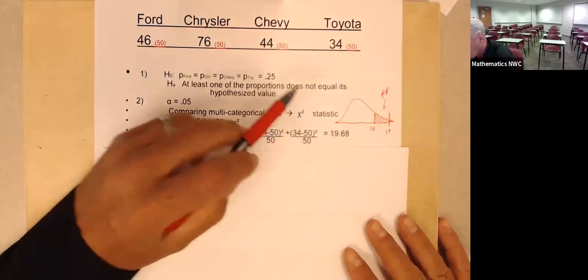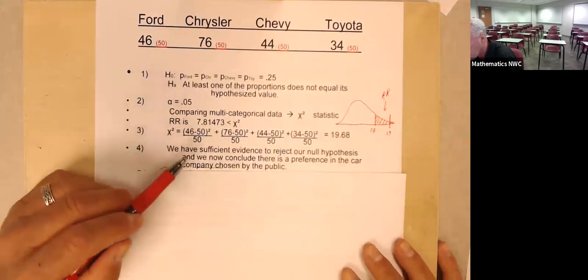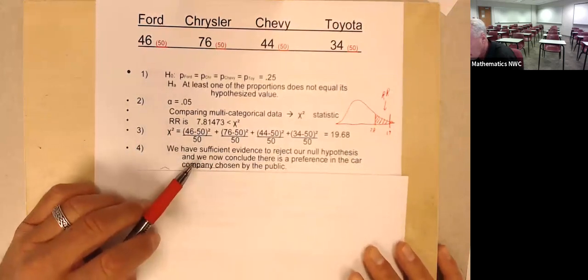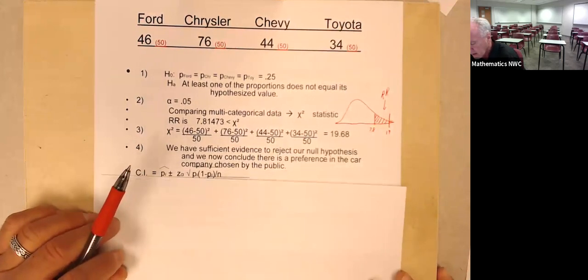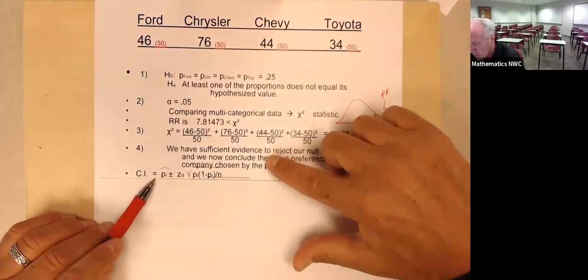I have now sufficient evidence. So my conclusion, I have sufficient evidence to reject our null. I now conclude there is a preference in the car company chosen by the public. Okay, let's take a look at our confidence intervals. They should support this conclusion.